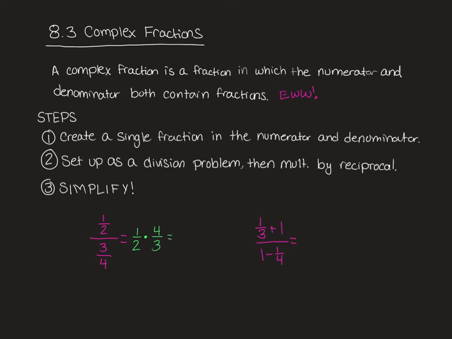So now we just simplify. Whenever we multiply straight across, 1 times 4 is 4, 2 times 3 is 6. This can be reduced by 2, so you get 2/3. Final answer.